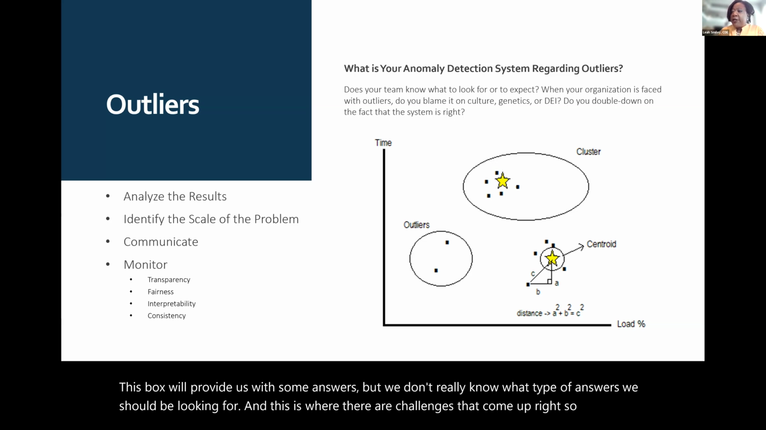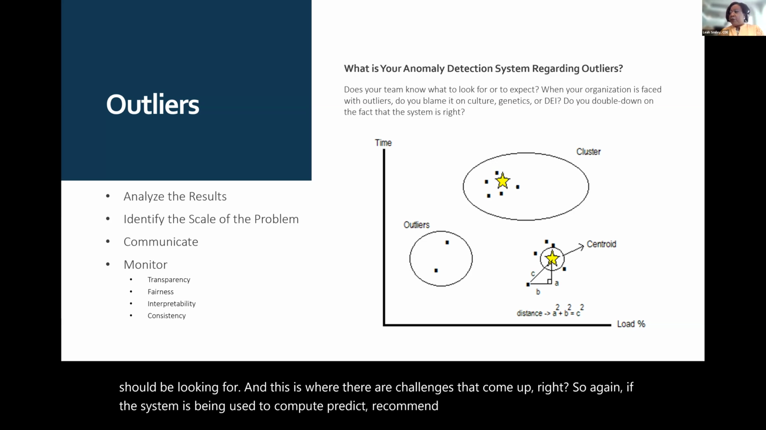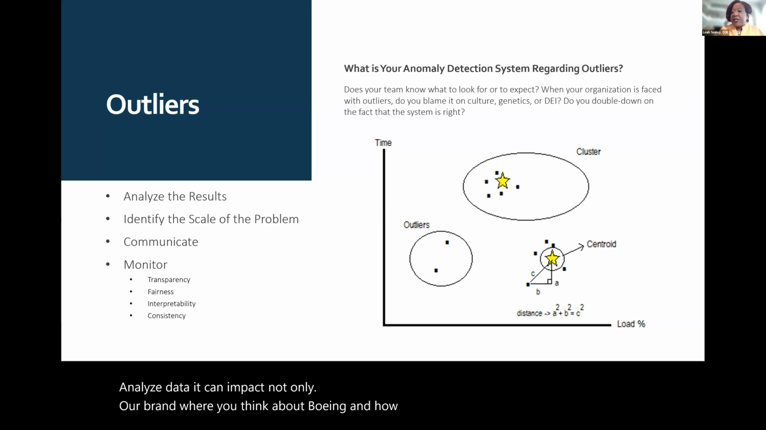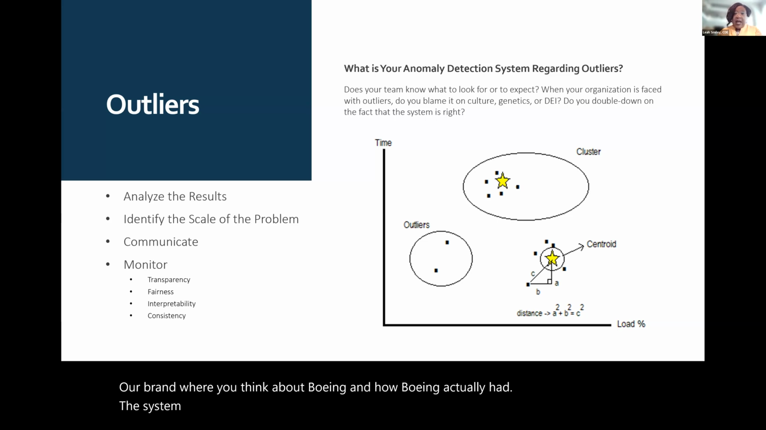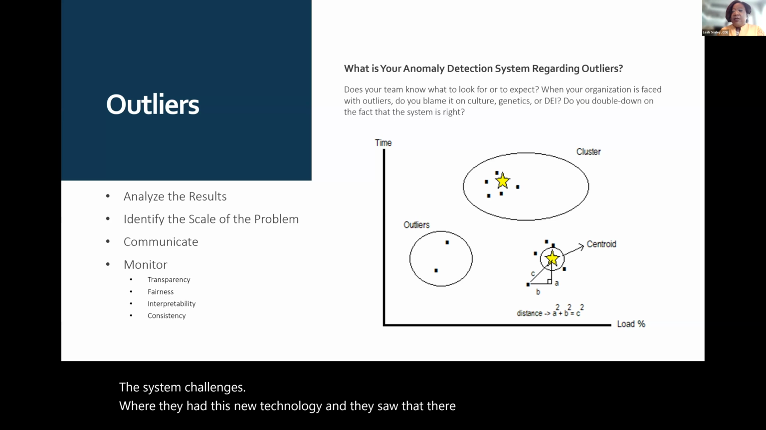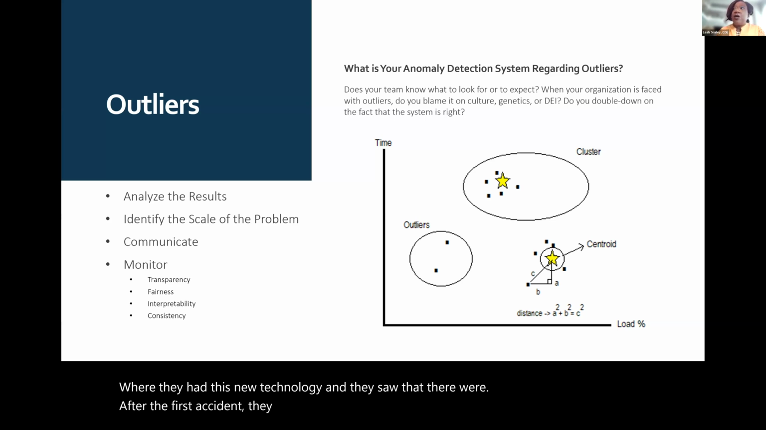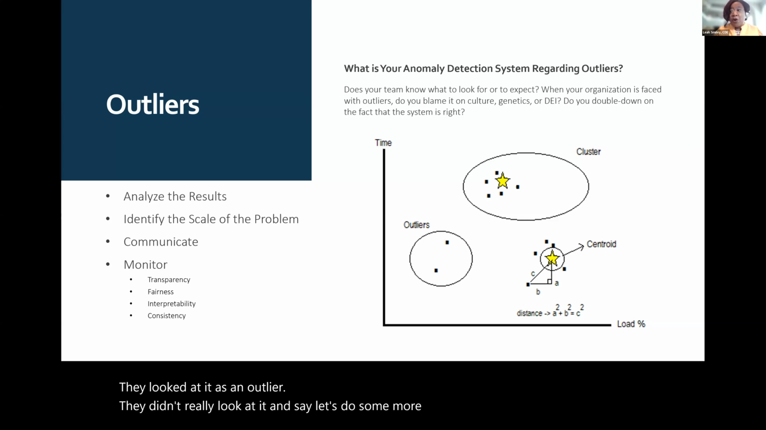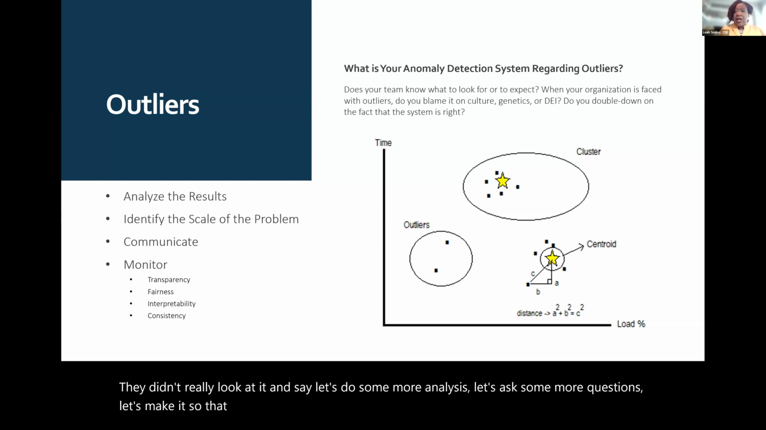So again, if the system is being used to compute, predict, recommend, make decisions, analyze data, it can impact not only our brand, where you think about Boeing and how Boeing actually had the system challenges where they had this new technology. After the first accident, the reason why the first 737 MAX jet crashed is because of the cultural challenge, right? They looked at it as an outlier. They didn't really look at it and say, let's do some more analysis. Let's ask some more questions.